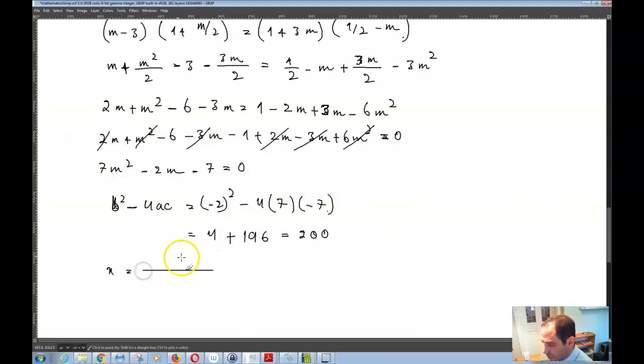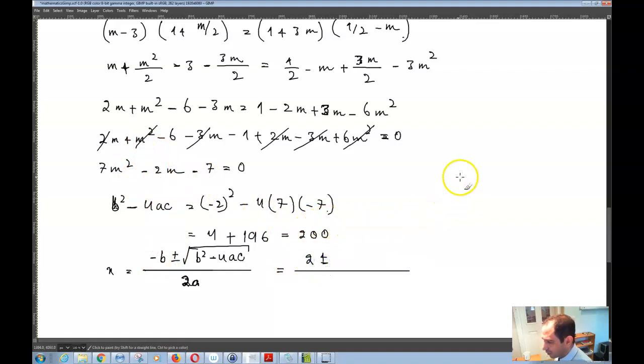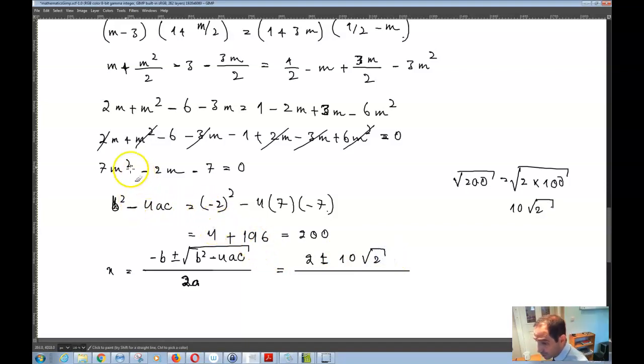or use the formula x is equal to negative b plus or minus the square root of b squared minus 4ac, over 2a, which is equal to negative b, which is positive 2, plus or minus the square root of 200, which is 2 times the square root of 2 times 100, and the square root of 100 is 10, so that's 10 square root of 2, over 2a, which is equal to 14.